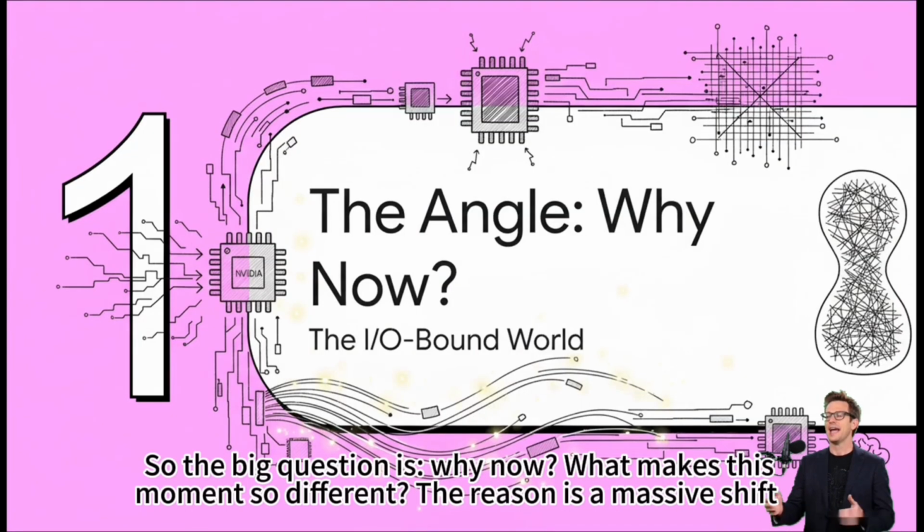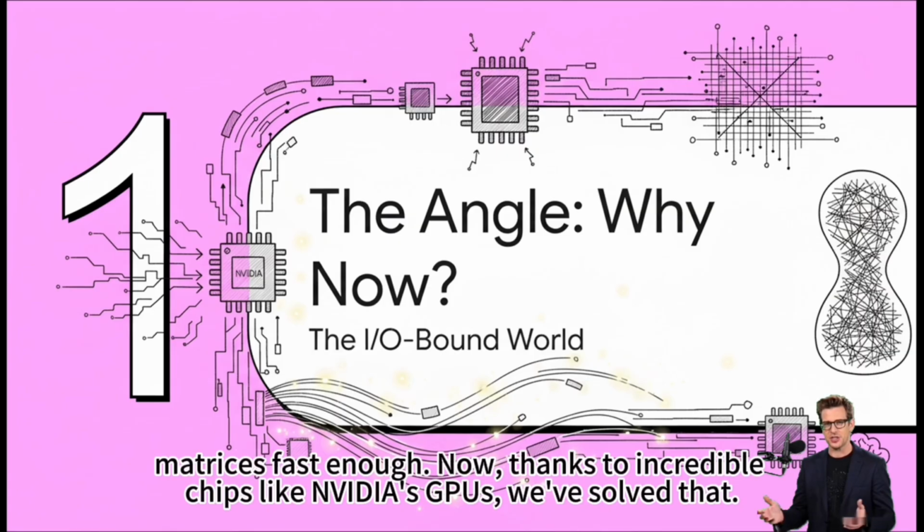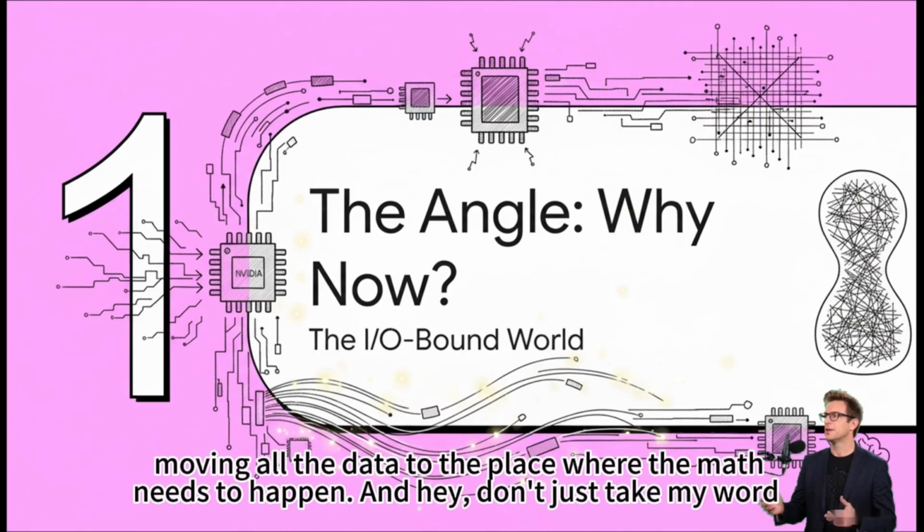So the big question is why now? What makes this moment so different? The reason is a massive shift in the whole landscape of AI. See, for years we were compute-bound. We just couldn't multiply matrices fast enough. Now, thanks to incredible chips like NVIDIA's GPUs, we've solved that. We've actually flipped into an I/O-bound world. The problem isn't doing the math anymore. It's moving all the data to the place where the math needs to happen.